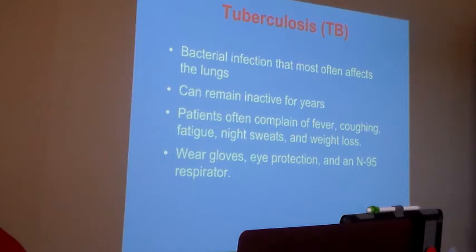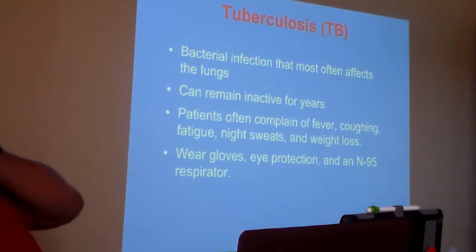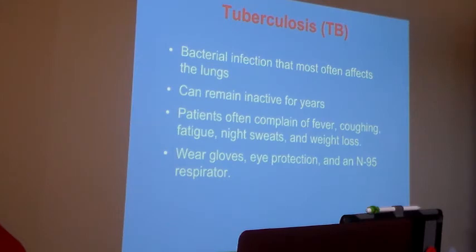Where you're going to see this the most is prisons, nursing homes, homeless populations, those who use IV drugs and alcohol, and HIV patients. Why? Because they have repressed immune systems. Okay? Your minimum protection. Remember, TB is droplet. It's a droplet strain, that's how it's transmitted. So because of that, we want to make darn sure that we are putting on gloves, eye protection, and an N95. Okay?